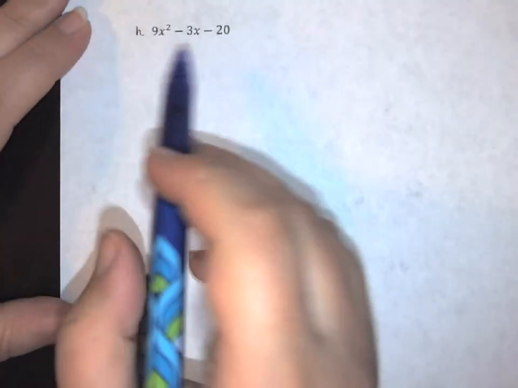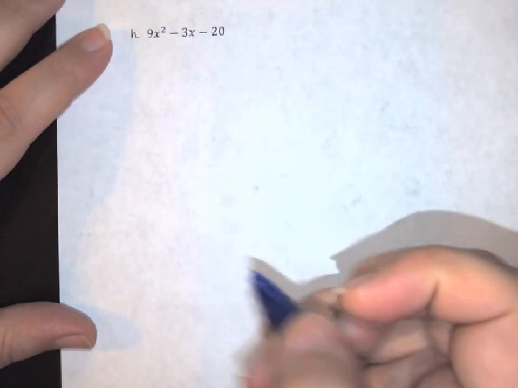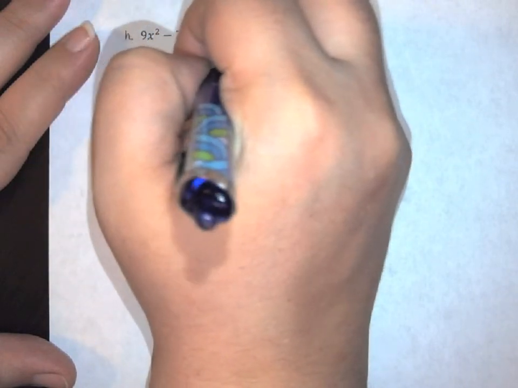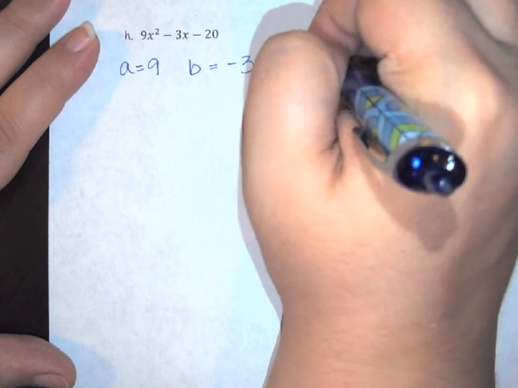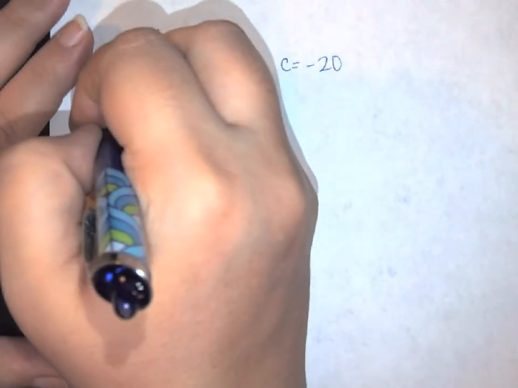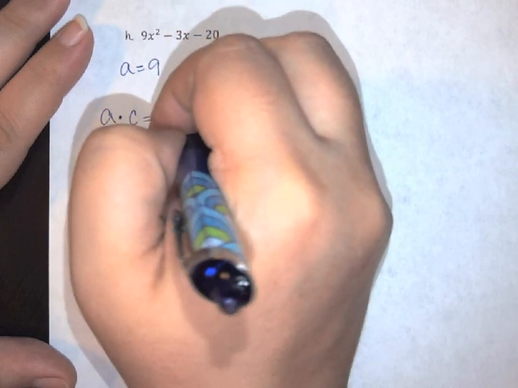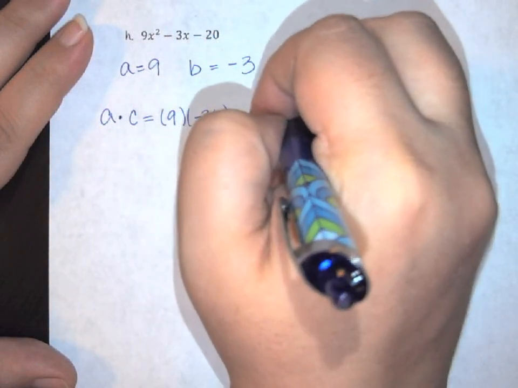Last but not least, I have 9x squared minus 3x plus 20. Again, my a term is greater than 1, so I would use the AC bottoms up method. My a is 9, my b is -3, and my c is -20. Start out by doing a times c, so 9 times a -20 gives you negative 180.